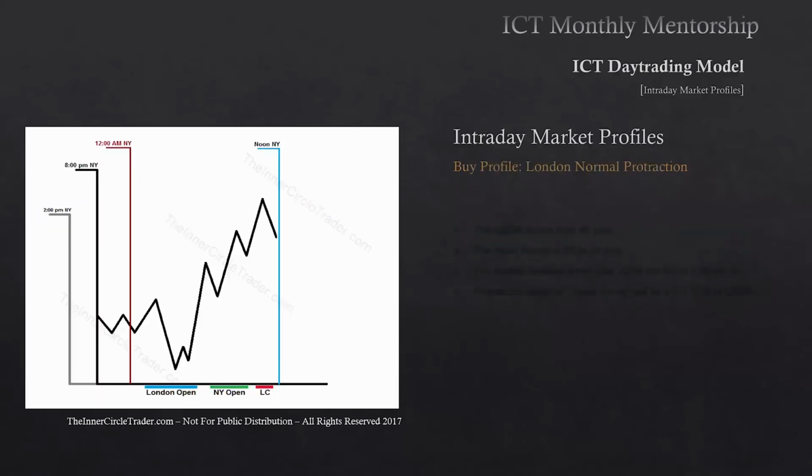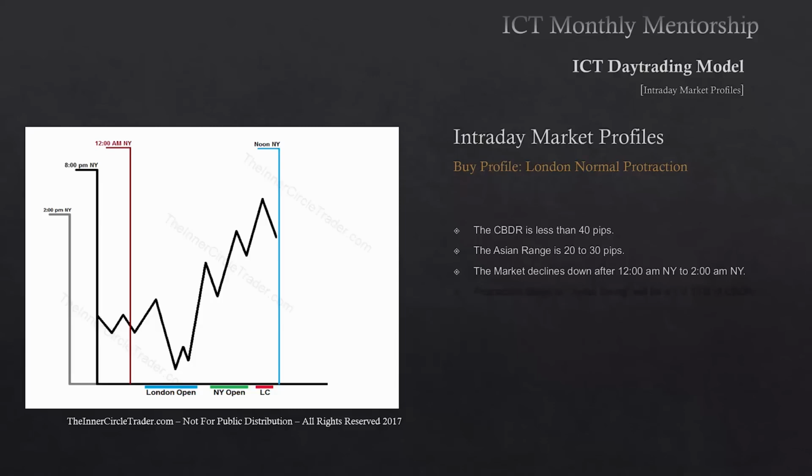Now we're going to look at the buy profiles. Now this is the one I like to trade when I'm looking to buy in the London session. This is the London normal protraction stage. Central bank dealers range, again, is going to be less than 40 pips. The Asian range is 20 to 30 pips. Again, a narrow consolidation. The market's going to decline lower after 12 a.m. New York time into 2 a.m. New York. That's the fingerprint, if you will, that IPTA is doing what we're outlining here in terms of characteristics.